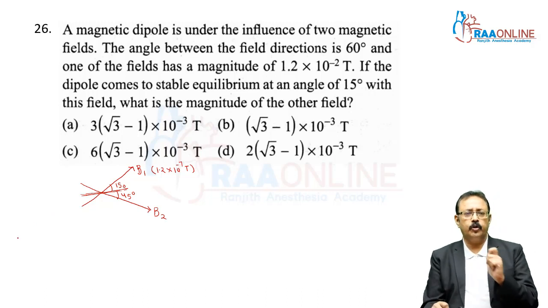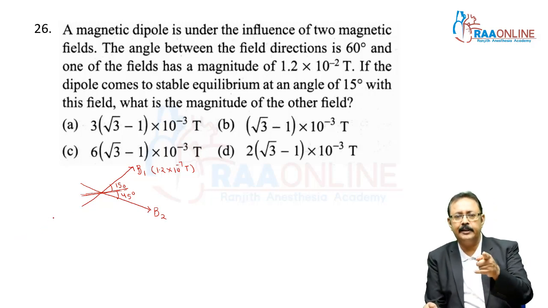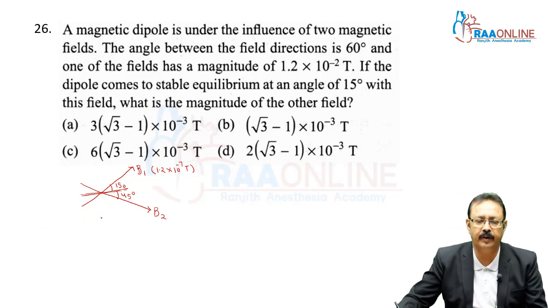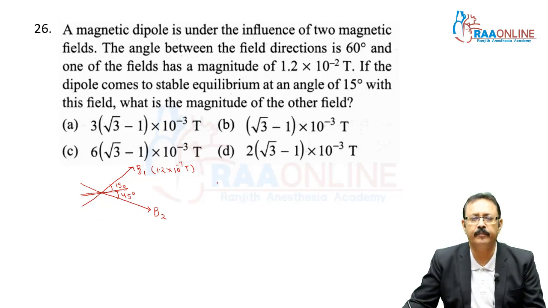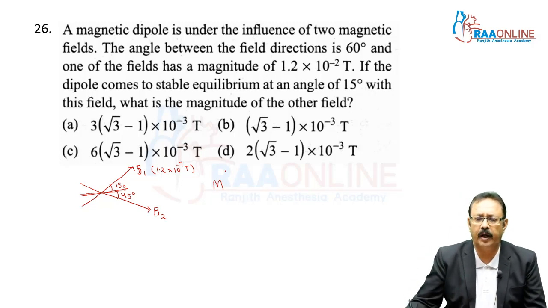Torques due to both fields are trying to take the magnet in their direction, but both have equal strength at this point, so they are cancelling the effect of each other. What is torque due to B1? It should be M. What are they saying about M? A magnetic dipole, the magnet is the same, so M is the same.